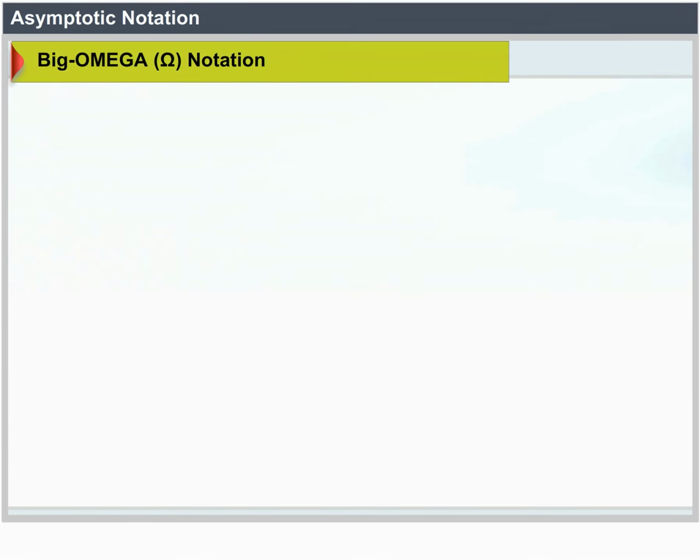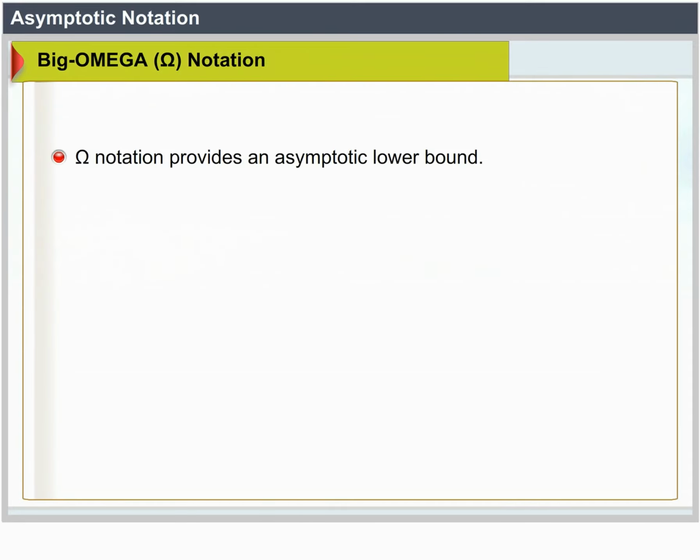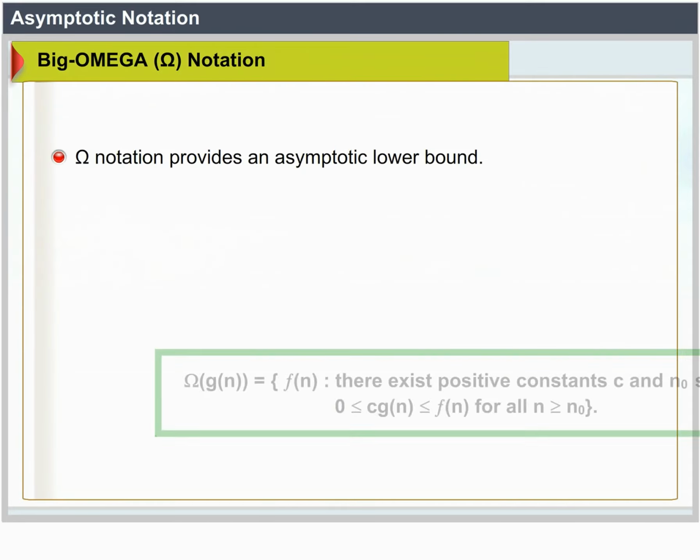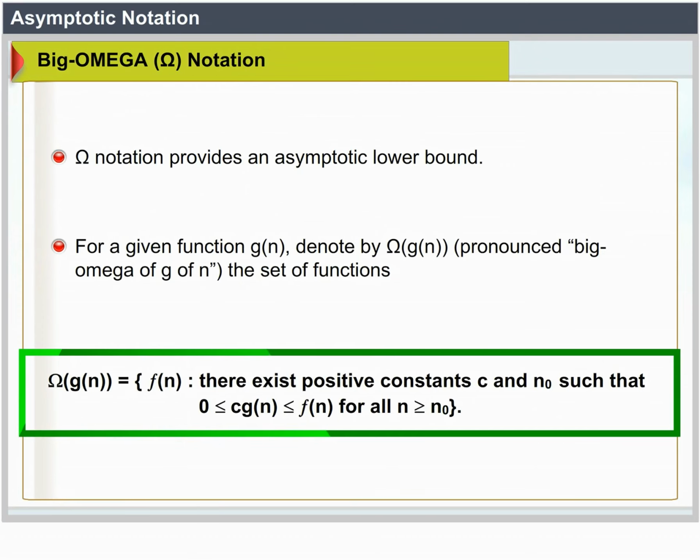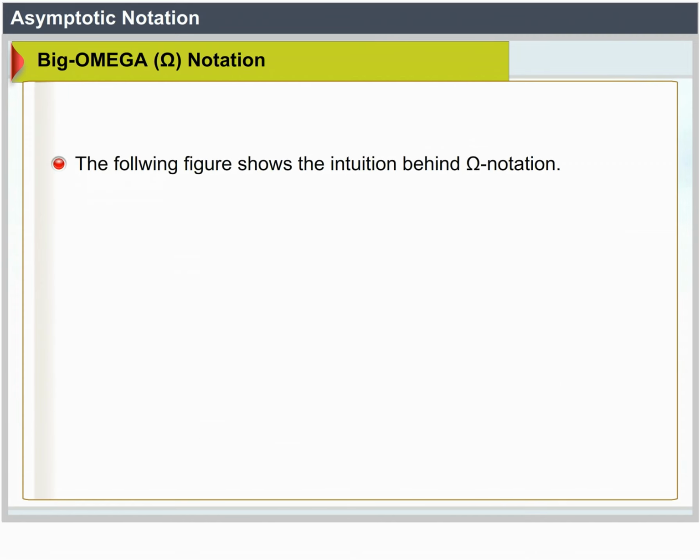Big omega notation. Big omega notation provides an asymptotic lower bound. For a given function g of n, denote by big omega of g of n the set of functions big omega of g of n equals f of n such that there exist positive constants c and n naught, such that 0 ≤ cg of n ≤ f of n for all n greater than or equal to n naught. This figure shows the intuition behind big omega notation.